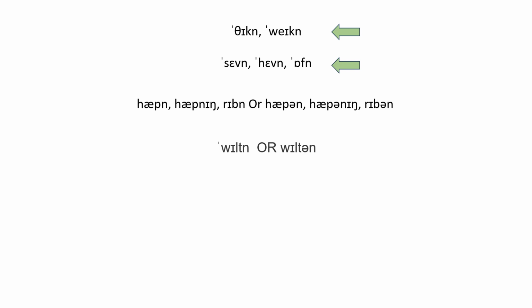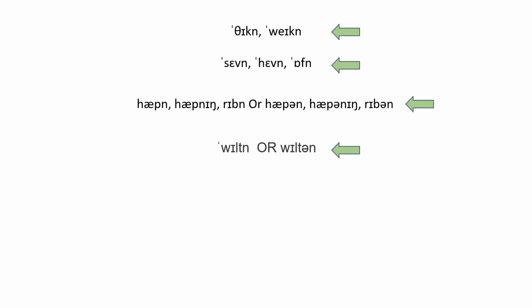Pronunciation variations: words like happen, happening, ribbon, can be pronounced with either syllabic N or with schwa. Both pronunciations are considered equally acceptable. Consonant clusters: sometimes another consonant can precede the consonant before the syllabic N. In such cases, a syllabic consonant is less likely to occur. Special cases: when N is preceded by L and a plosive, for example Wilton, both pronunciations are possible.